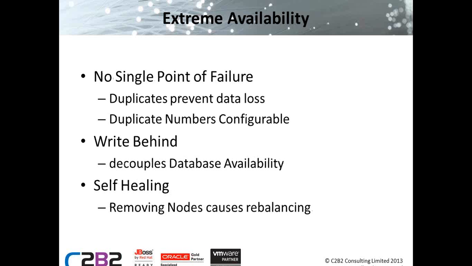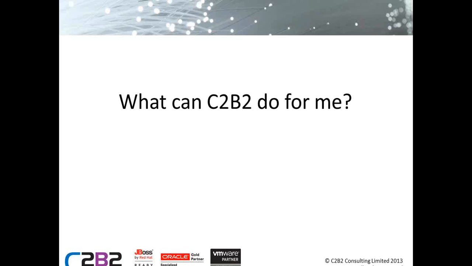We get extreme availability. There is no single point of failure in the Coherence Data Grid. The duplicates will prevent data loss, and we can obviously configure how many duplicates we have. We can also configure write-behind, which we haven't touched on, which will store data in the data grid, and if the database is down, when it comes back, you can write that data asynchronously through to the data store, so it can actually decouple your application from database availability. And it's self-healing, so taking a node out, it will rebalance and restore duplicates across the cluster, as we saw in some of the animation.